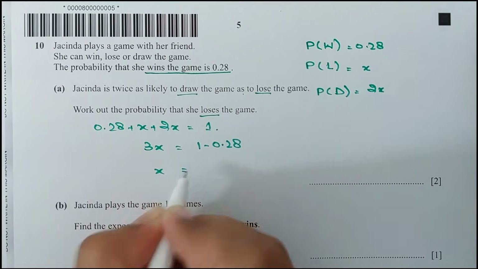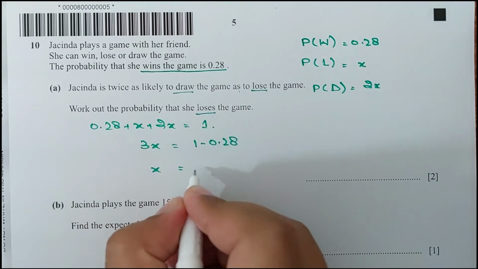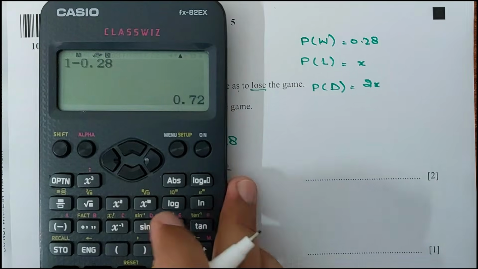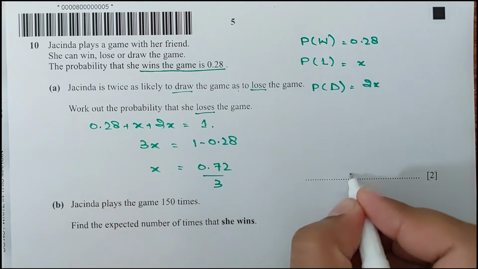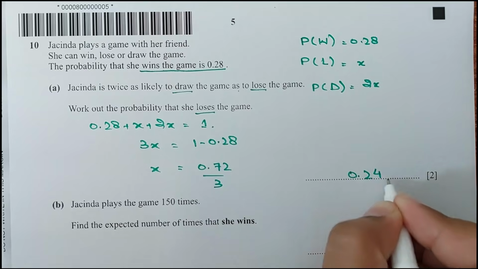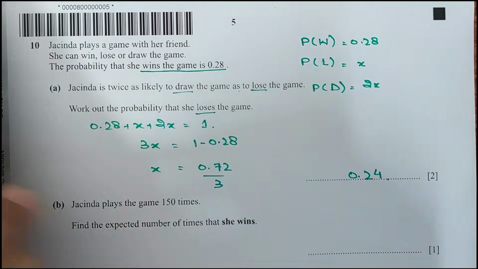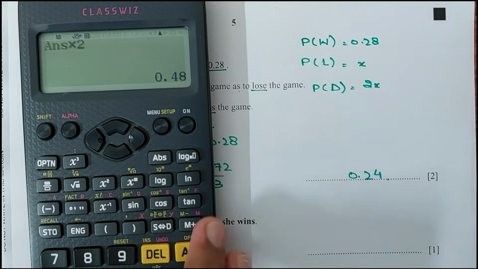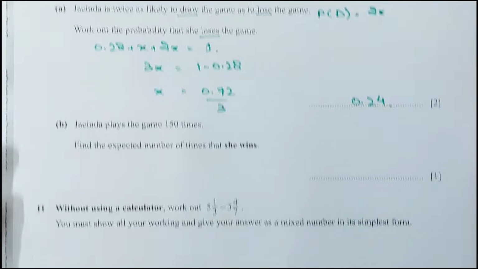So this is 3x, and this is 1 minus 0.28. So x equals 1 take away 0.28, which is 0.72, divided by 3, which gives 0.24. So the probability for lose is 0.24, the probability for win is 0.28, and the probability for draw is 2 times the lose probability, which is 0.48, and the sum of all three is 1.